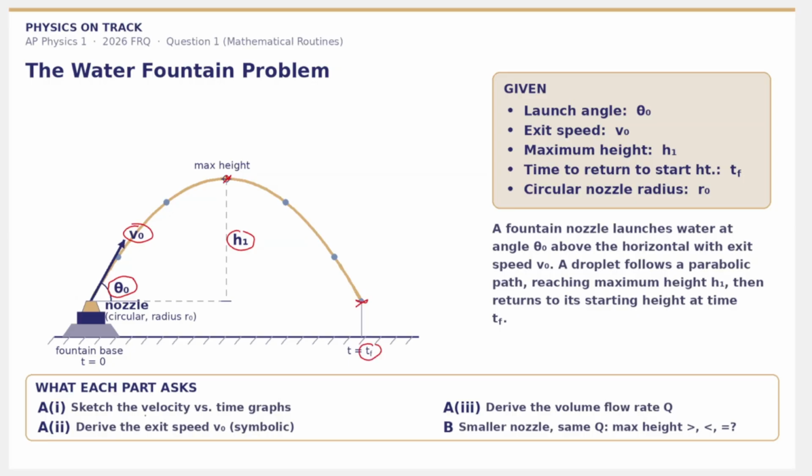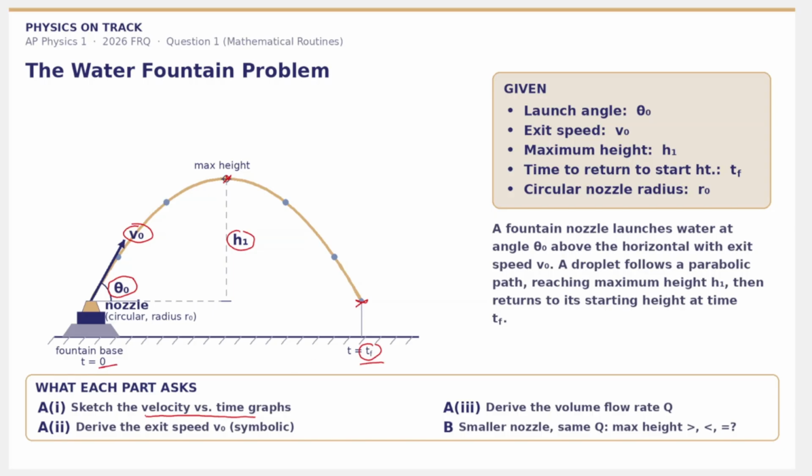As I explained before, this is a mathematical routine problem. So what does that mean? We have three things to do here. The first thing is we have to make representations. In this problem, they're expecting us to make velocity versus time graphs, for both the horizontal velocity and the vertical velocity. How are those components changing with time from time 0 to the final time tf? So how is the velocity changing?